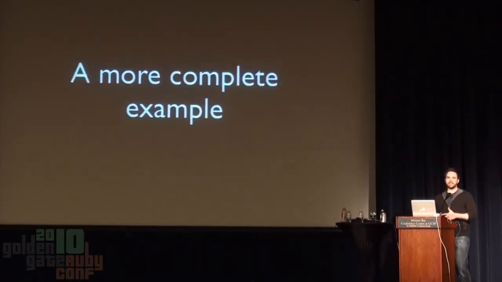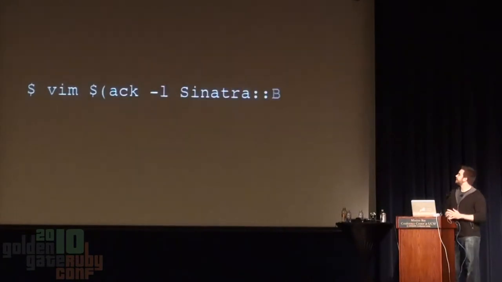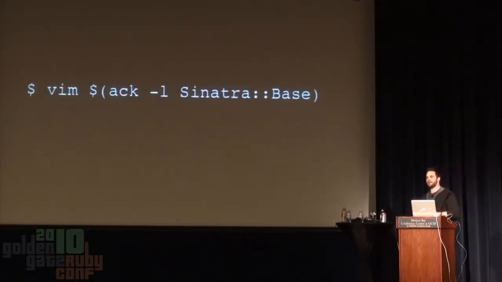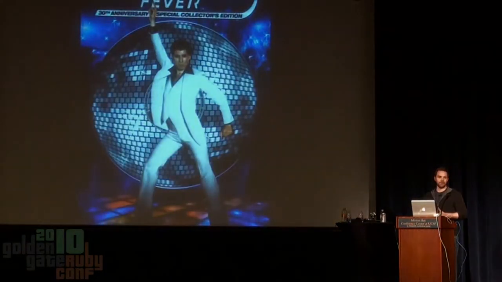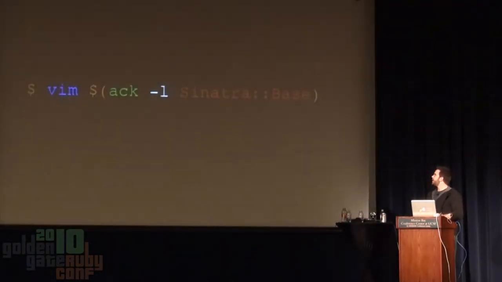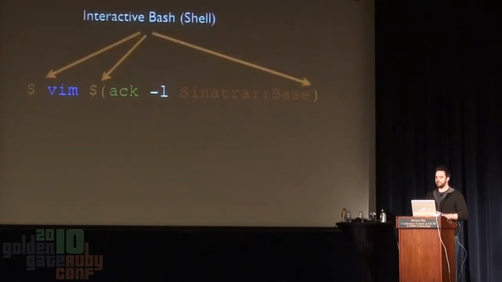Let me give you a more complete example. This is polyglot. How many languages do you see here? Three? All right, I'm going to break it down for you. There are actually four. All right, so let's take a look. First, we have an interactive bash. Most people don't realize or remember that when you're in a console, you're programming. You're doing it interactively, but you're programming.